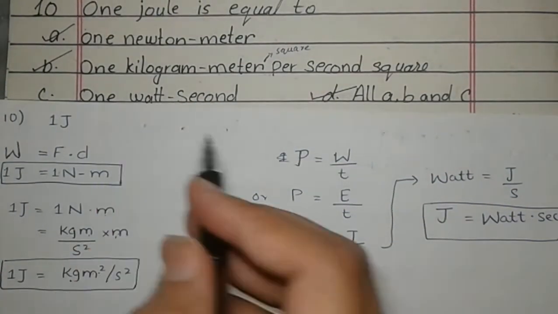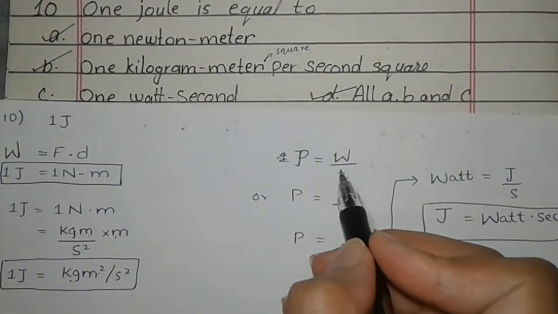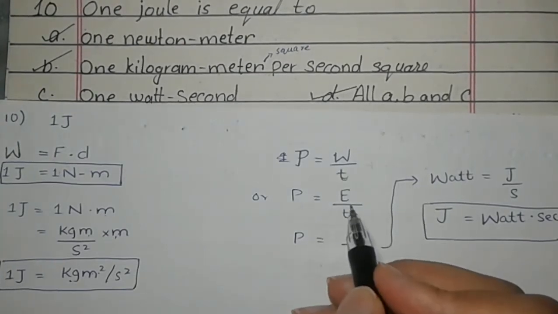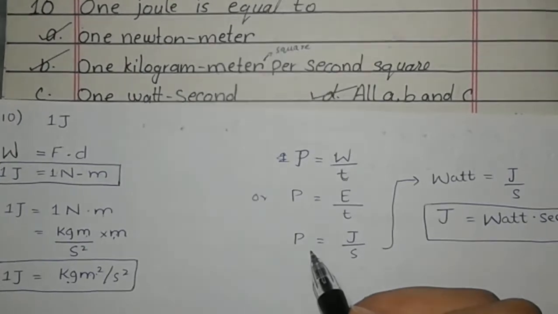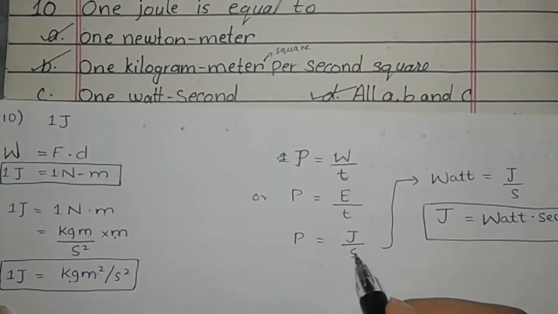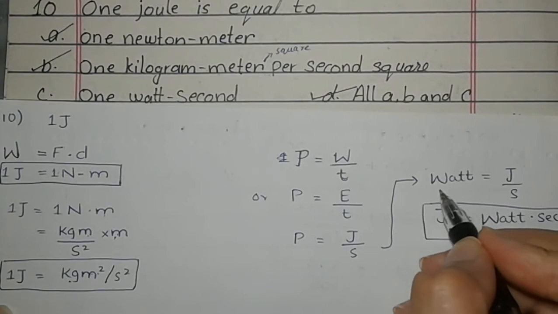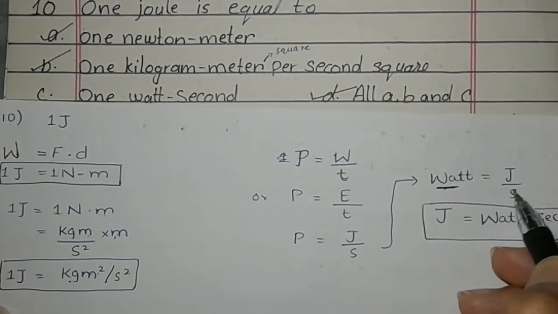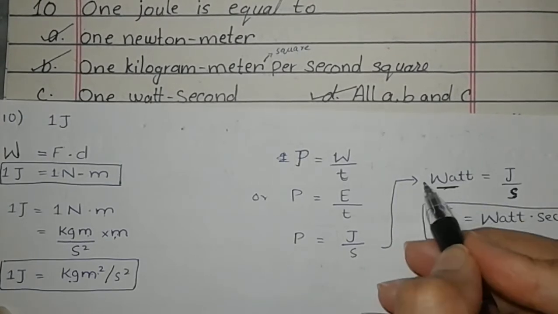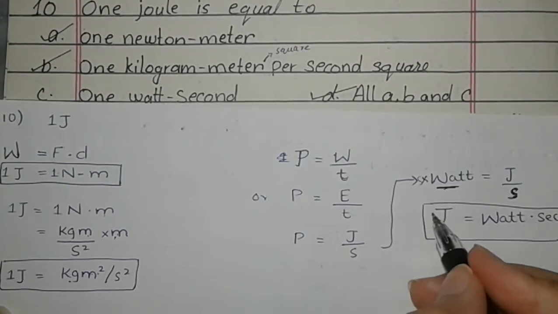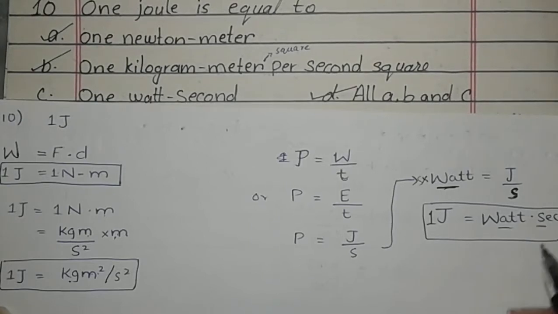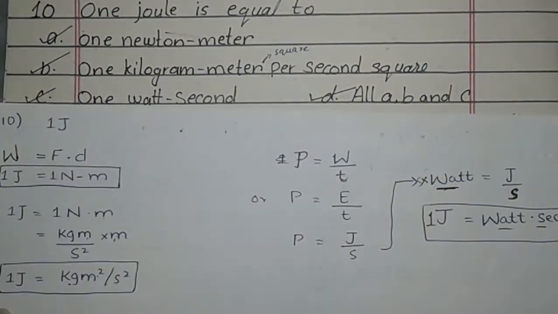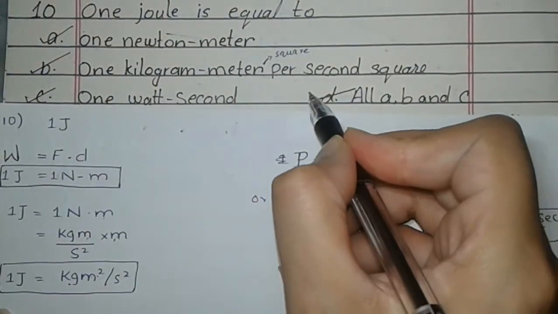Now 1 watt second. We know that power is equal to work divided by time, and also power is equal to energy divided by time. So in turn, power is equal to joule divided by second. Here we know that the unit of power is watt. If I bring this second to the multiplication side, then 1 joule will be equal to watt into second. Okay, so look at the option C, 1 joule is equal to 1 watt second. So the option D, all of the above, is correct.